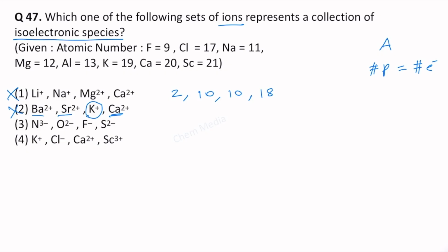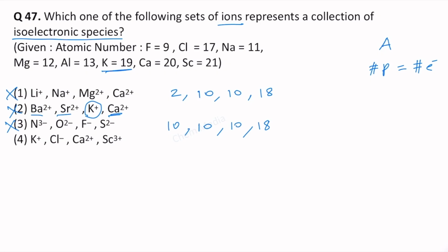plus we would get 18, because for calcium the atomic number is 20. And then for number 3, nitrogen atomic number is 7, so 3 minus, that means 10 electrons. Oxygen atomic number is 8, but oxygen 2 minus, therefore 10 electrons. F minus, atomic number of fluorine is 9, therefore 10 electrons. Sulfur 2 minus, atomic number of sulfur is 16, which is not given here, but we know it. So sulfur 2 minus, 18 electrons. Therefore this is also not correct.